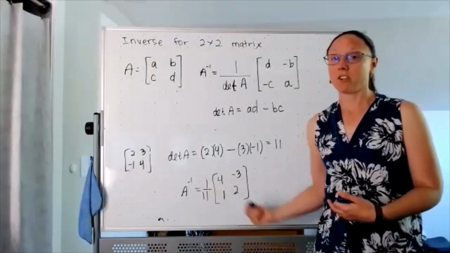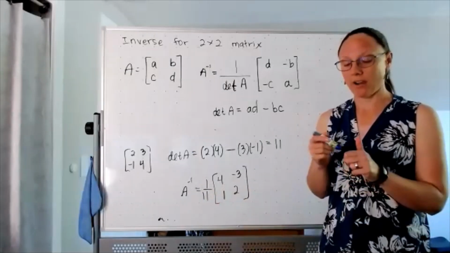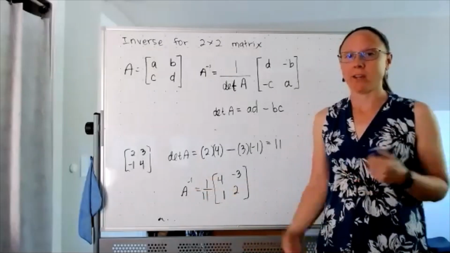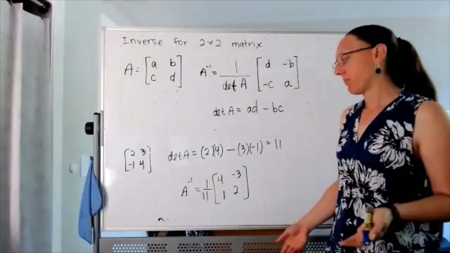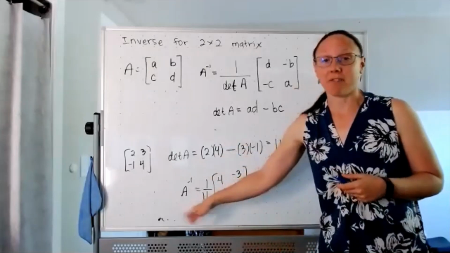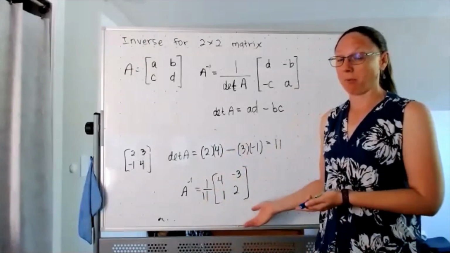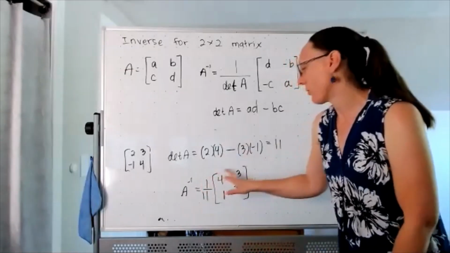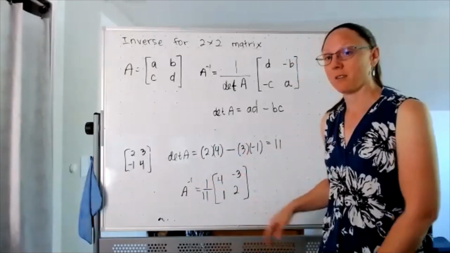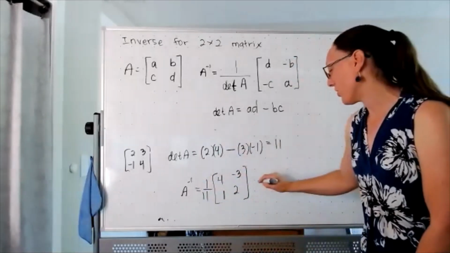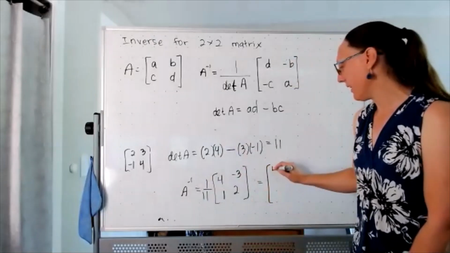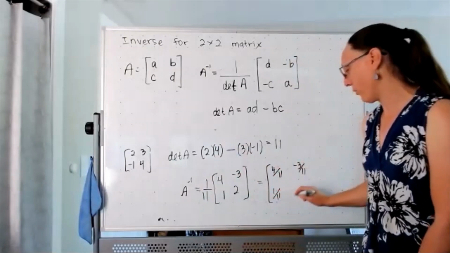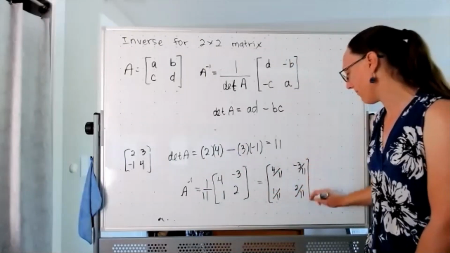And then you can decide whether to distribute the 1 over 11 back in or not. If the only thing you were asked to do in the question was to find the determinant, or just asked to find the inverse, and you were writing it by hand, I would probably quit there. But if it's a WeBWorK question, you're going to have to distribute the fraction in to make sure that you can answer it. So to put the fraction in, this would look like 4 over 11, -3 over 11, 1 over 11, 2 over 11.